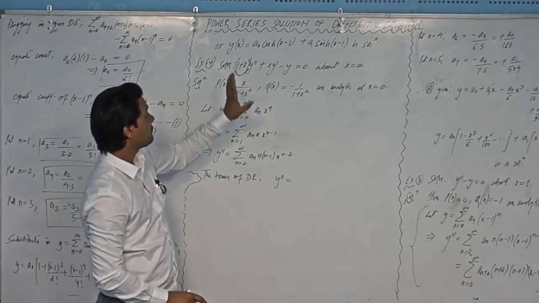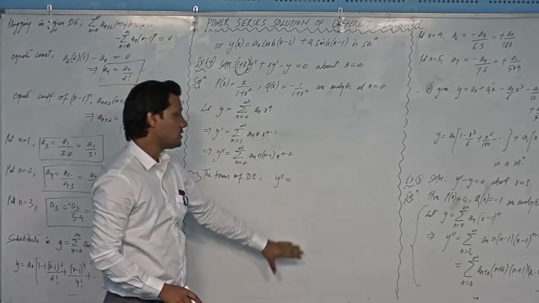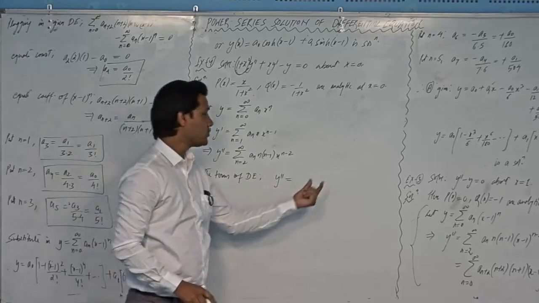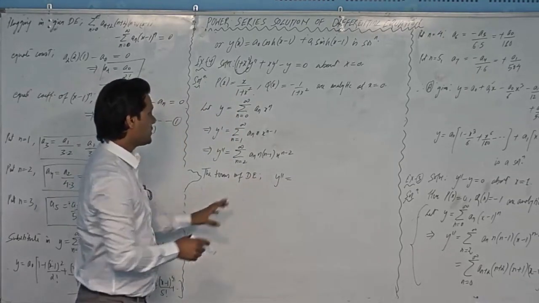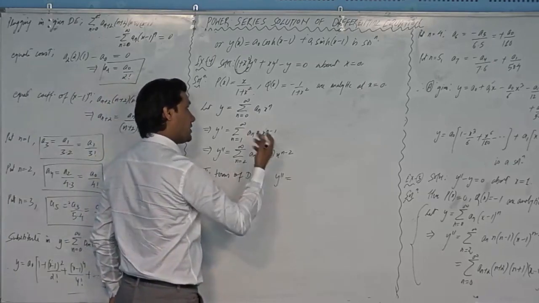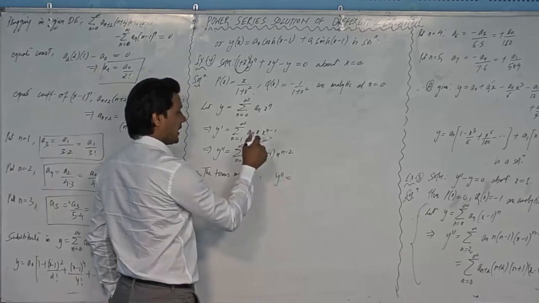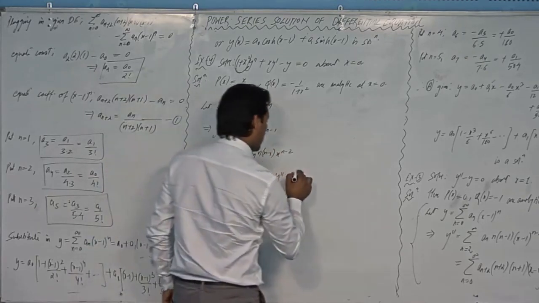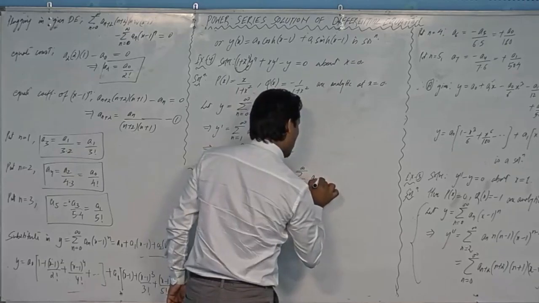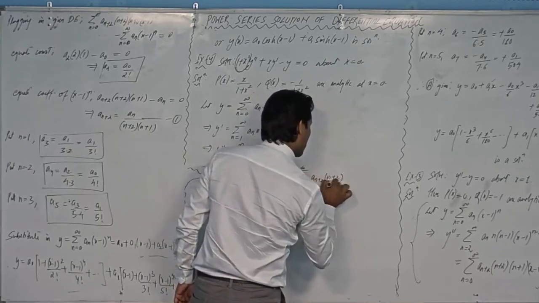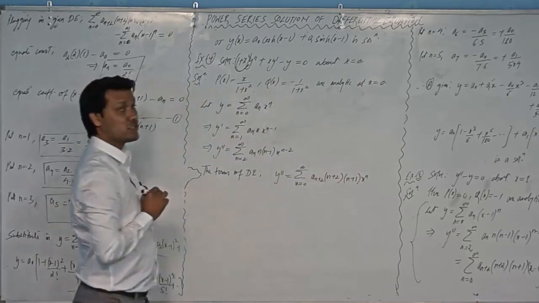And in this case I am having 4 terms. First term, second term, third term, fourth term. So all 4 terms should be written in such a way that x to the power n should be visible in all the summations, right? So y double dash, but this is x to the power n minus 2. So should I scale it up? Yes, I should scale it up. On scaling it by n plus 2, I will get summation n equal to 0 to infinity a n plus 2, n plus 2, n plus 1, x to the power n. That is fine.